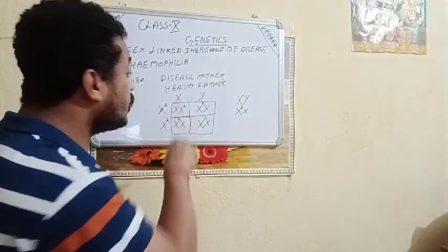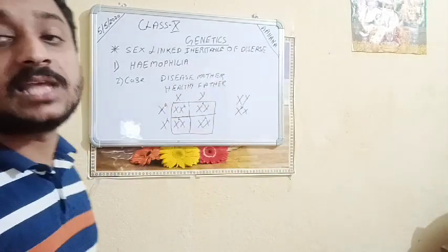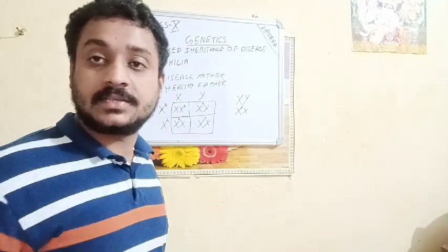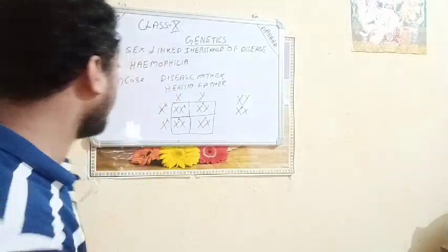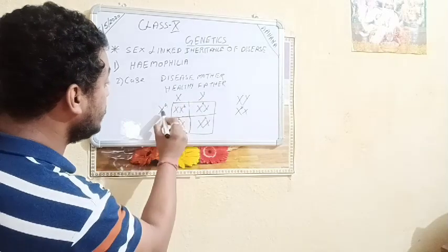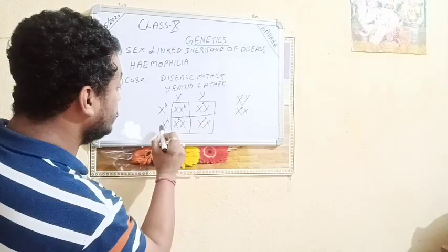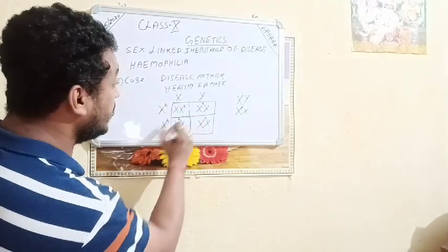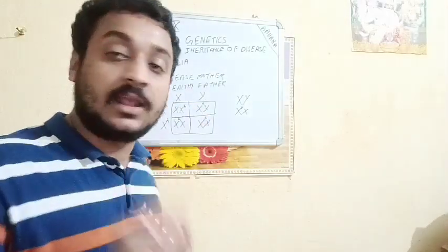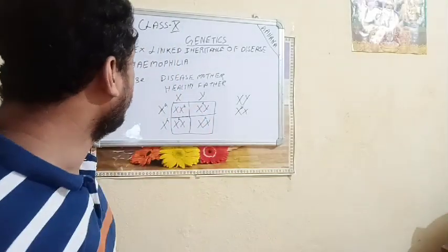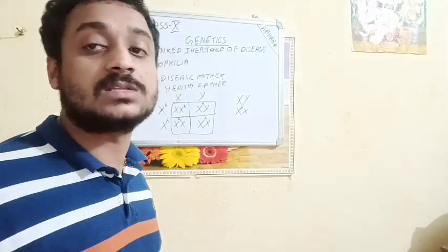And here also the daughter will become only a carrier if the mother is diseased and the father is healthy. In this case, mother diseased, father healthy. So XH, XH, then XHY, then XXH, then again XHY. It means both the sons will be hemophilic and the daughters will only become carriers. Means they are carrying the genes, but they are not diseased, but both the sons are diseased.